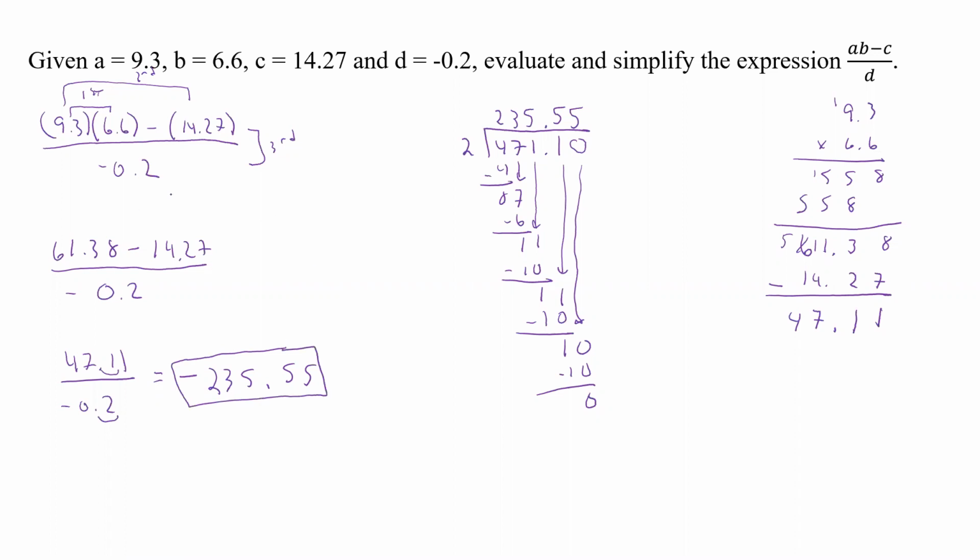And so again, we first had to take the 9.3 times 6.6. After that, we subtracted off 14.27. After that, we divided by the negative 0.2. And remember, when you divide by the decimal, you have to move it over 1 here. So you have to move it over 1 here. And then we get our final answer.